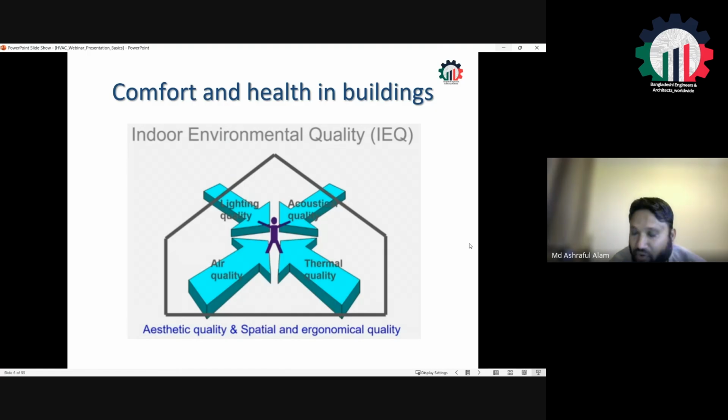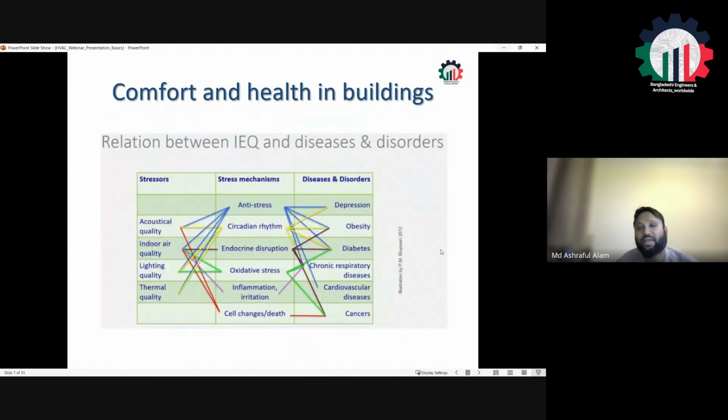For our comfort and health in the building, we need to have proper indoor environmental quality. So what is that indoor environmental quality? In that we have the lighting quality, acoustical quality, air quality, and thermal quality. Now let's move to the next slide and see how these are impacting our comfort and health.